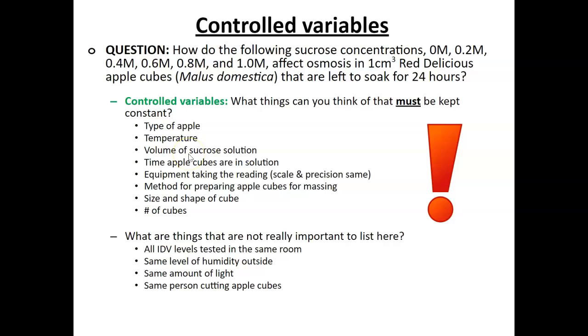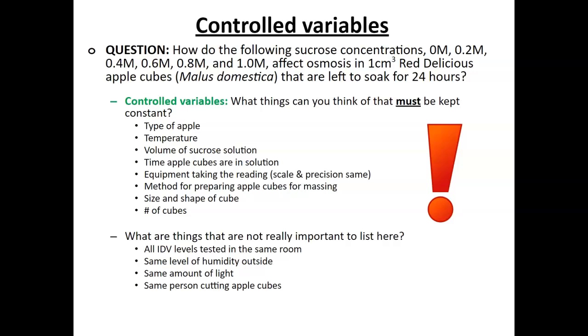Temperature affects the rate of osmosis, so you do need to control that. Volume, controlled. How long they soak, controlled. Equipment that takes the reading, so you don't have to use the same exact scale to mass it, but all the scales that you do use have to measure to the same level of precision. Like you can't use one scale that measures to 0.1 grams and then another scale that measures out to 0.01 grams. They must all measure out to the same level of precision.